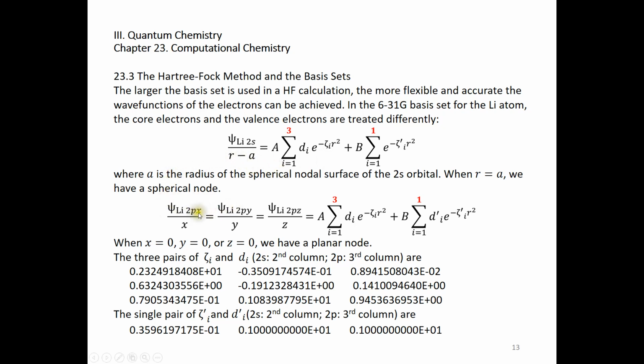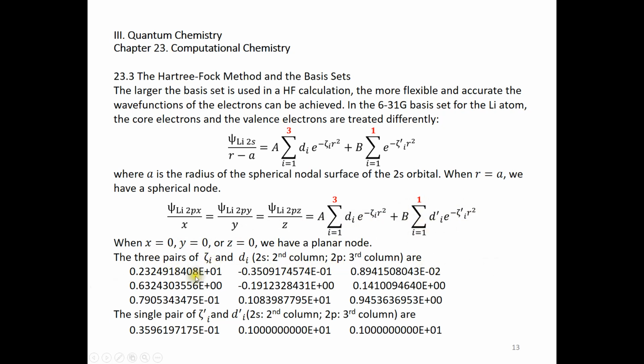Now let's look at 2px, 2py, 2pz orbitals. Each of them has a planar nodal surface, so that's why you can see we're going to have this psi of 2px over x, 2py over y, 2pz over z as a linear combination of two linear combinations. The first linear combination, we have three Gaussian functions. The second one, we have only one Gaussian function. And then we have those coefficients and exponential parameters.